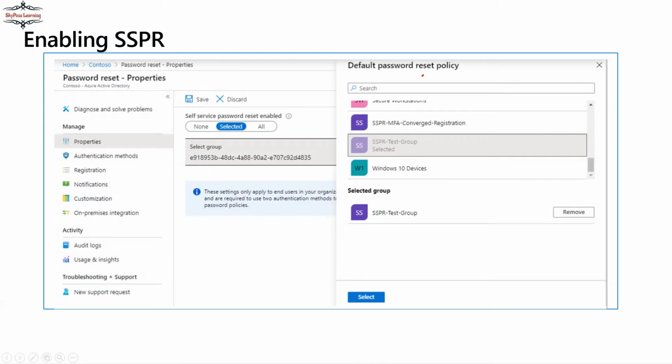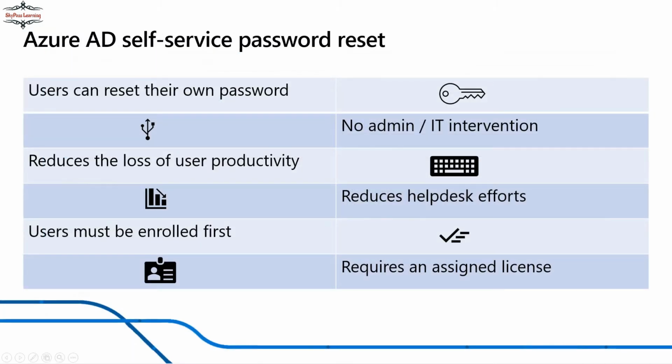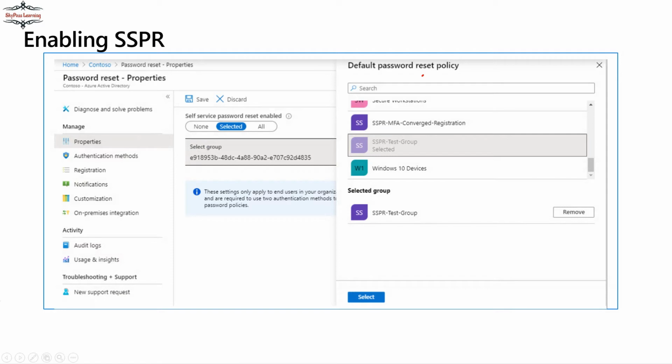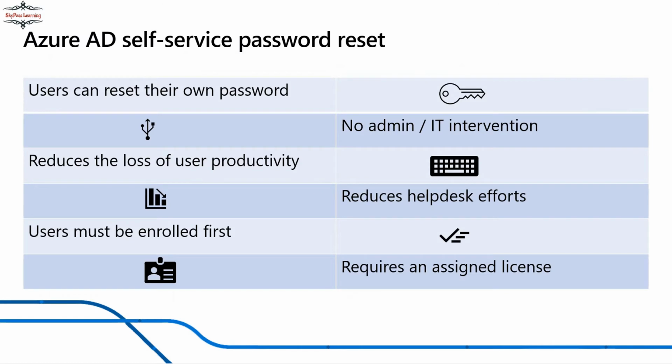What exactly is it? Azure AD self-service password reset is the feature that helps you to reset a password without any intervention of administrators or help desk. Like, users can reset their password by themselves. This is the functionality that is available as a feature with Microsoft Azure Active Directory that will help you to reset your own password, without any intervention of an administrator or any help desk or anyone else.